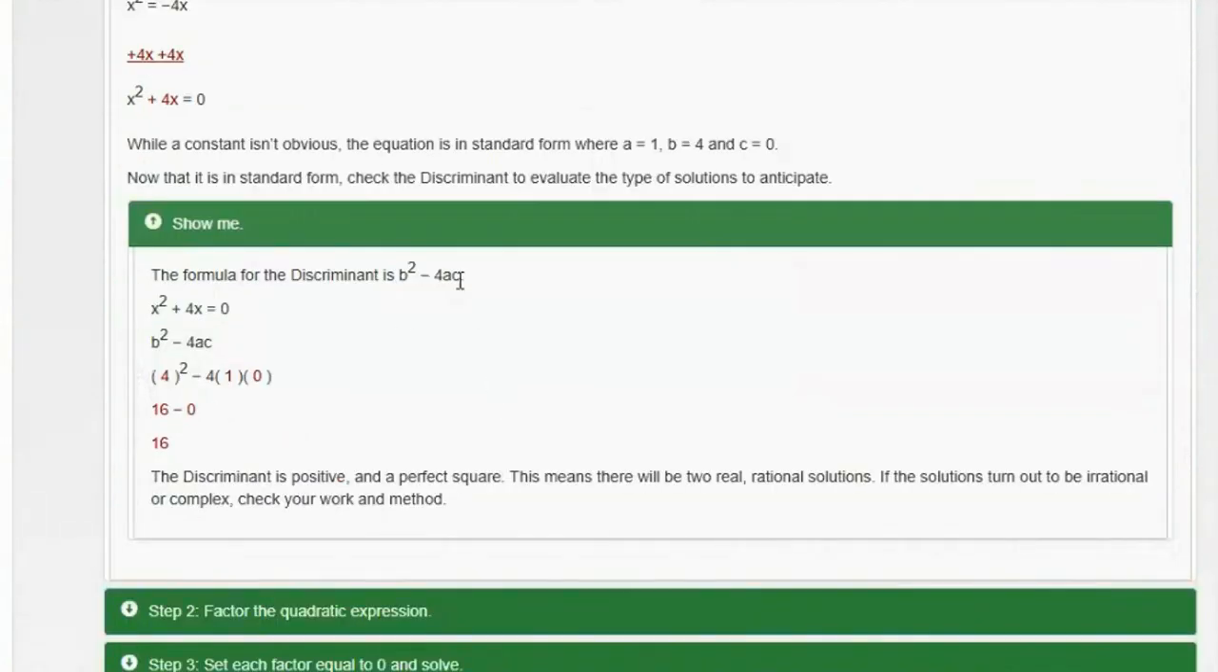B squared minus 4ac is that discriminant. All we have is an a and a b. C is 0. So 4 squared minus 4 times 1 times 0 means that this is just 4 squared, or 16. And 16 says we have 2 rational real number solutions.